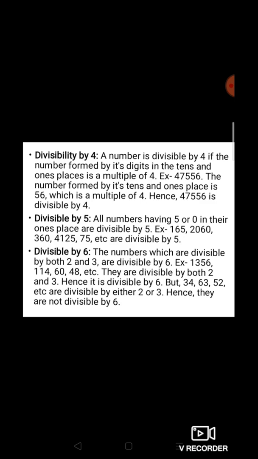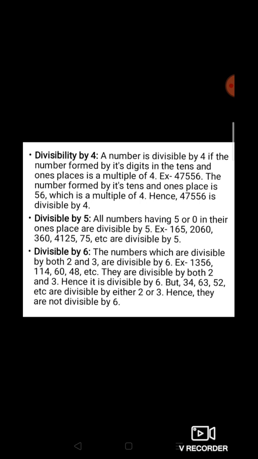Now we will move on to the next one, divisibility by 5. Divisibility by 5 can be determined only by looking at the ones place digit. If the ones place digit is 5 or 0, in both cases we can say that it is divisible by 5. Whatever the size of the number, it doesn't matter.